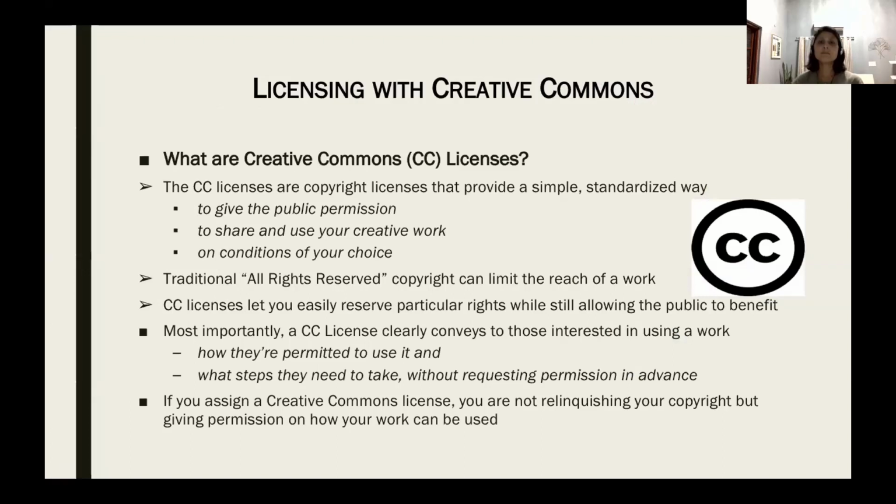Now, coming to the main topic, licensing with Creative Commons. What are Creative Commons licenses? These are copyright licenses. Here is the slight difference: copyright means all rights are reserved, but Creative Commons licenses are copyright licenses that provide a simple, standardized way to give the public permission to share and use your creative work on conditions of your choice. This is how copyrighted material and Creative Commons licensed material are differentiated.